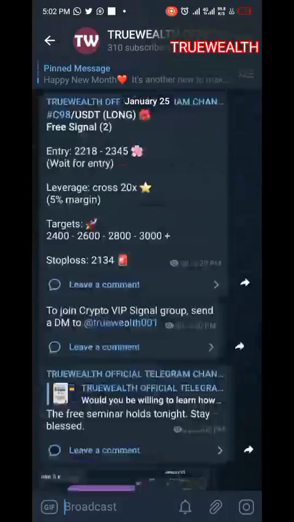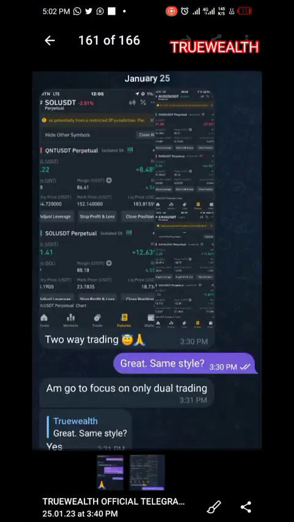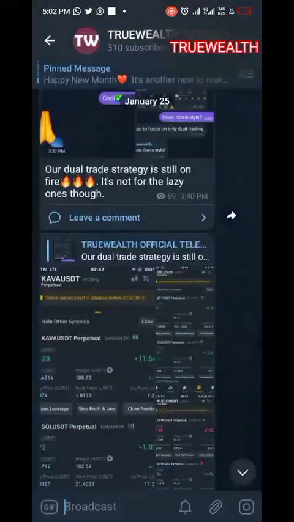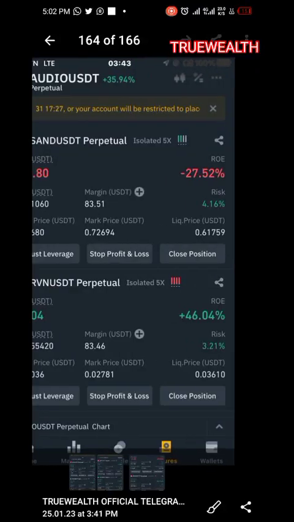And here's an example of the dual trading strategy. This is one of the students giving a testimony of the dual trade. This is how it works. You can see.